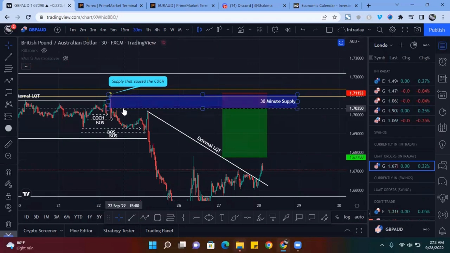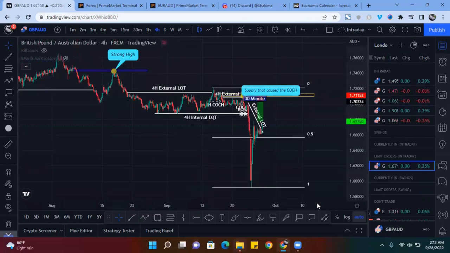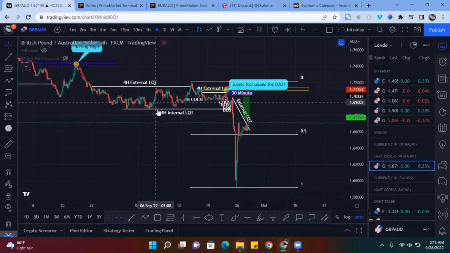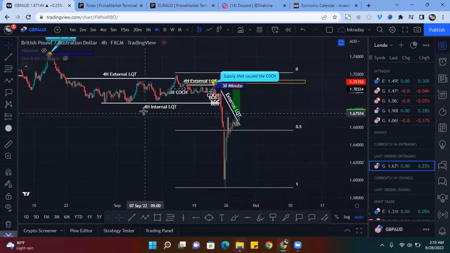You have a recent 4-hour internal liquidity take. And you can write down your confirmations too. It helps a lot. Using this text tool, you can write down your confirmations like, oh, 1, I have this, 2, I have this, 3. And the next thing you know, you have 7 confluences, right? H4 liquidity, internal liquidity take.